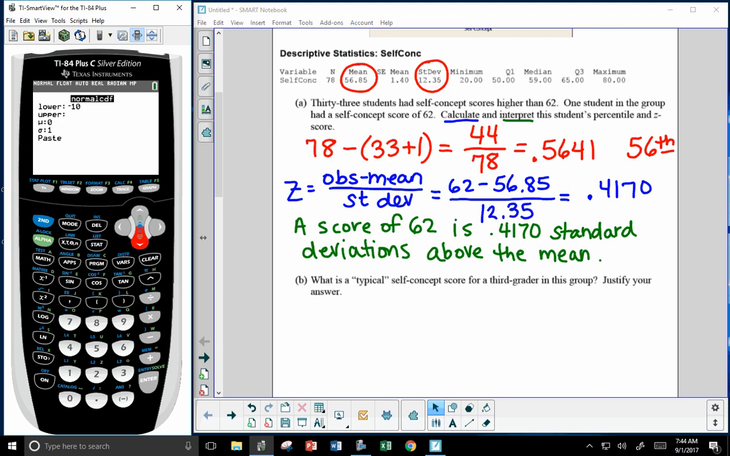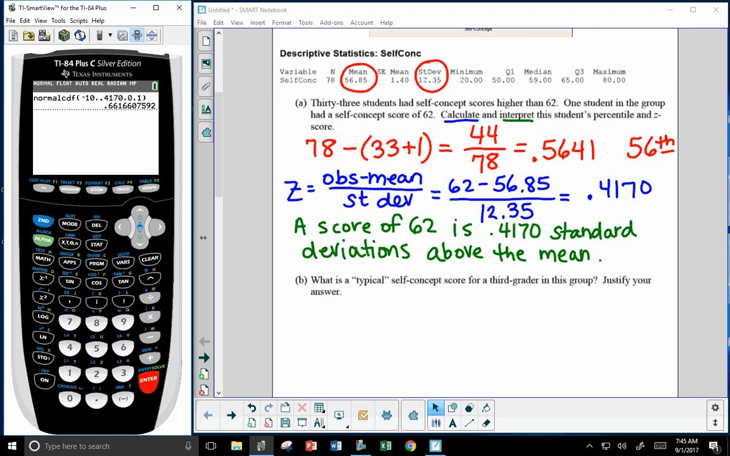And we want to paste it on our home screen and then press enter again to run it. Notice that gives you about the 66th percentile. So if this data were instead on a normal curve, then that would fall 10 percentile points higher. It would be 66 percentile instead of 56.